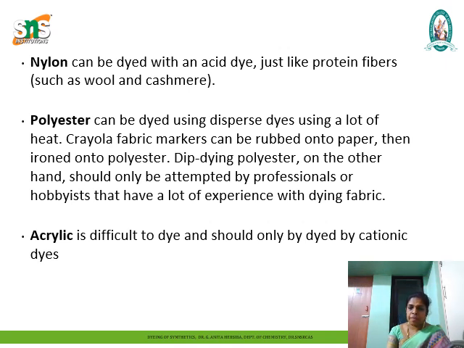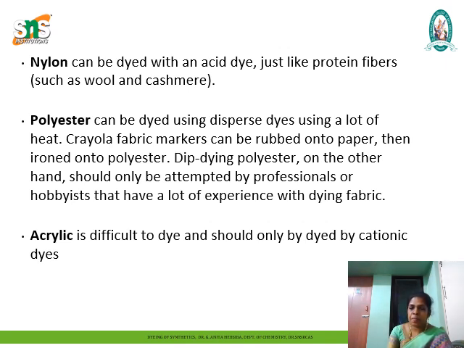What are the synthetic textile materials? We have nylon, which is a polyamide, polyester, which is commonly in use, and then acrylic. So these three fibers are usually the synthetic fibers which are very commonly used as textile fiber. So this nylon can be dyed with any acid dye, just like protein fibers, because protein fibers are also polyamide in origin. Nylon fibers are also polyamide in origin. So acid dyes can be used for dyeing nylon. Polyester can be dyed using disperse dyes alone.